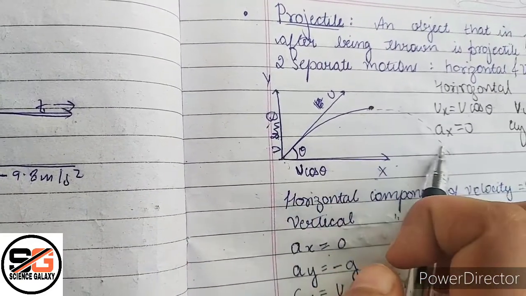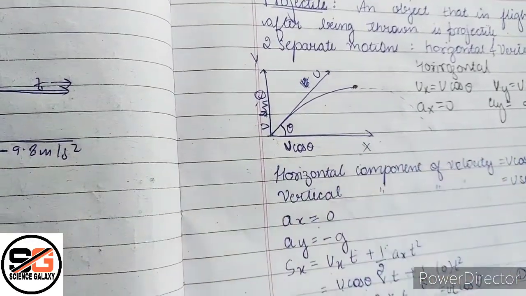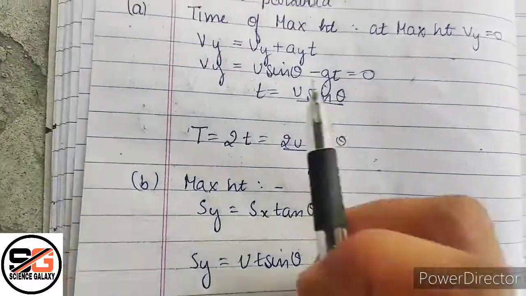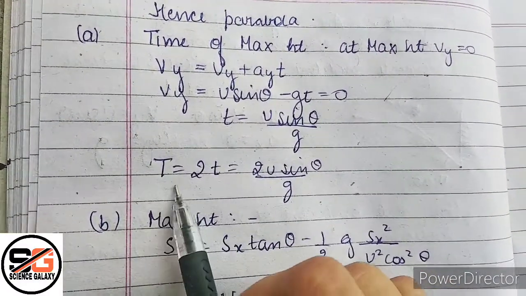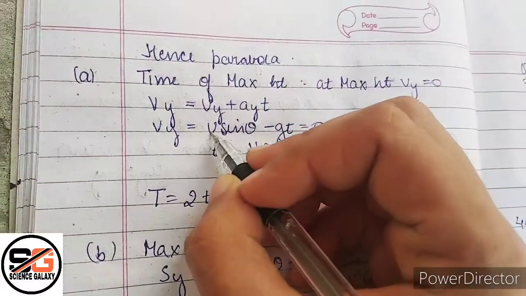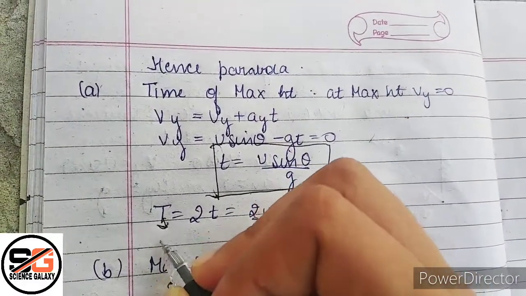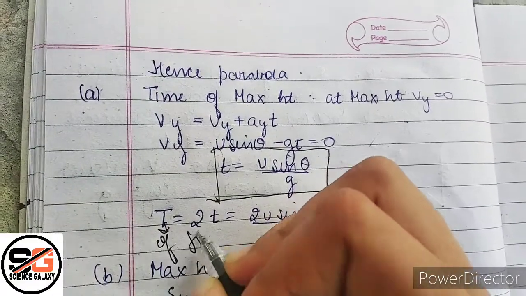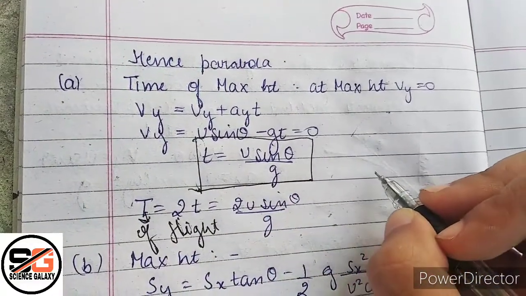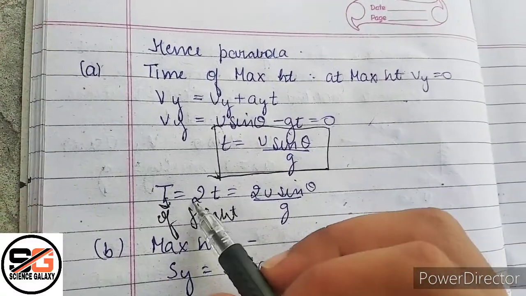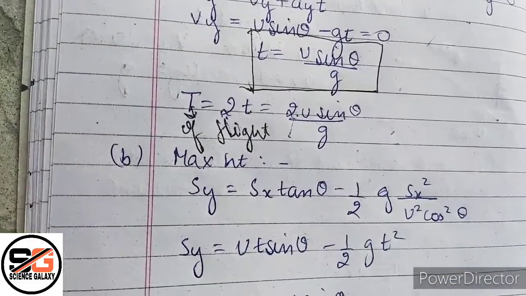Again from this point to this point, the object will take the same time. So we can say the total time of flight would be, time of maximum height is this, and total time of flight is 2t, because it has risen and again fallen, equal to 2t, that means 2u sin theta upon g.